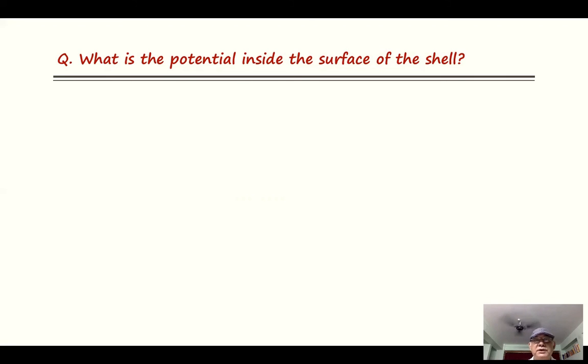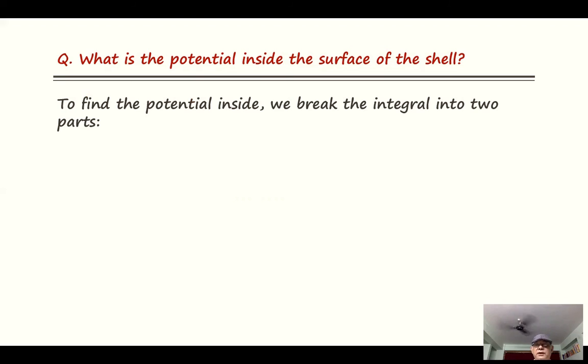What is the potential inside the surface of the shell? To find the potential inside, we break the integral into two parts. One, integration from infinity to R, that is to the surface. Then integration from capital R to small r, that is from the surface to the interior point. Here, small r is less than capital R. We have already defined what small r and capital R mean.